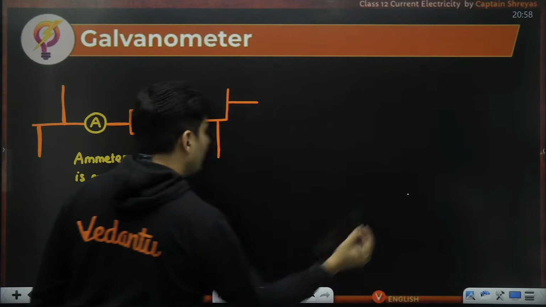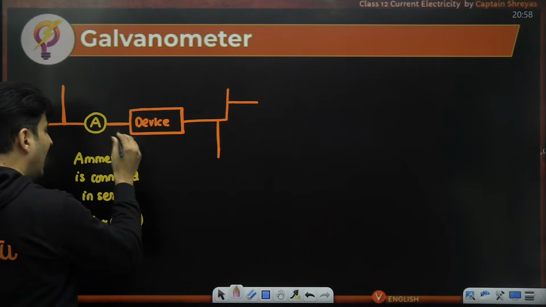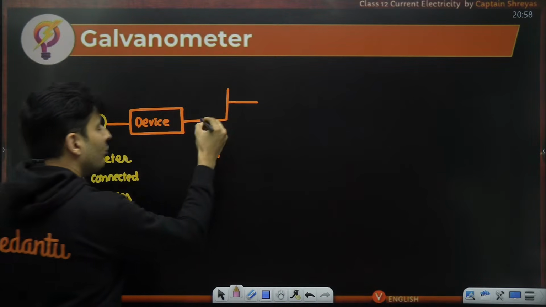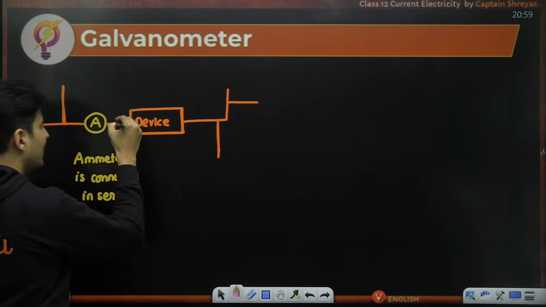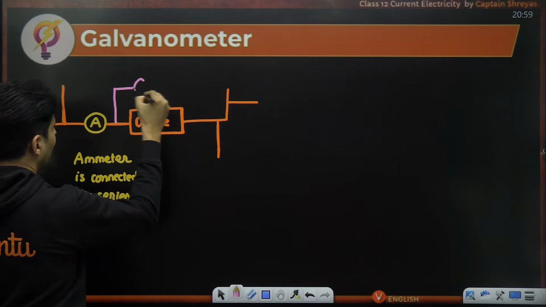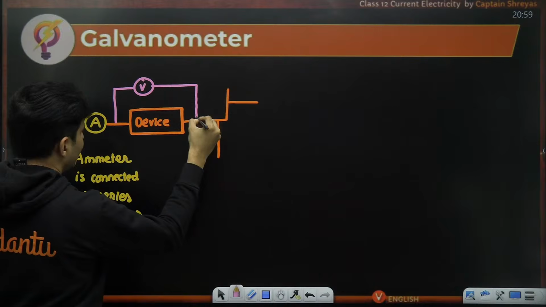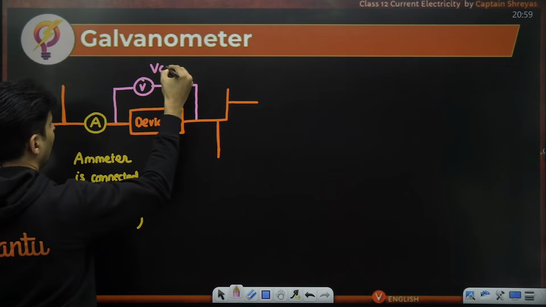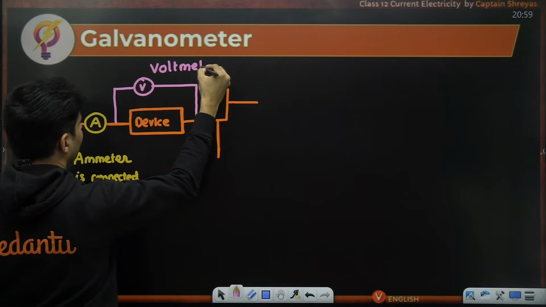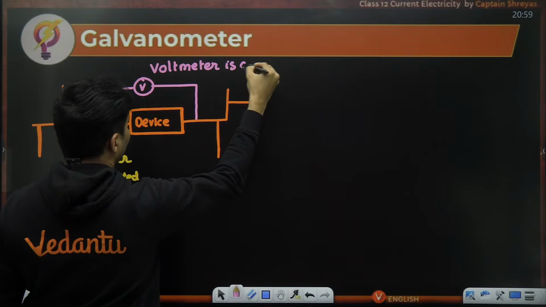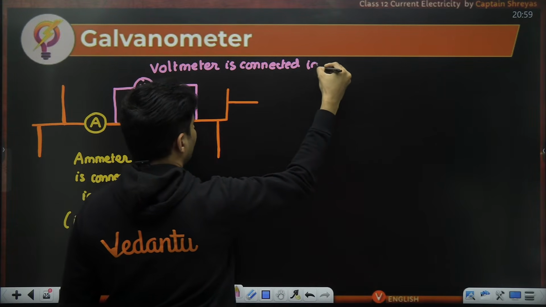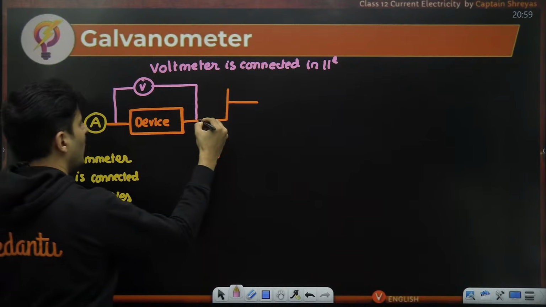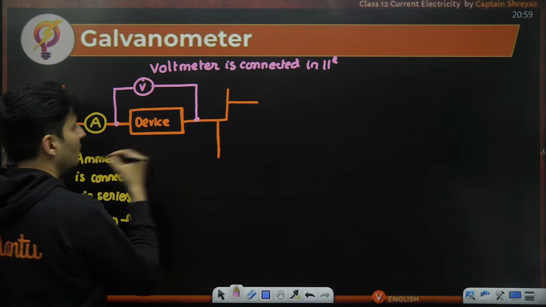And same thing, if you ask me about voltmeter, voltage is never passing through a device. Voltage is always measured across a device. So a voltmeter is always connected in parallel, across the points where you want to measure the voltage.